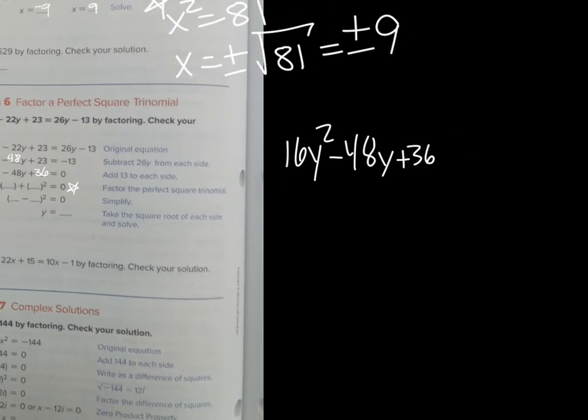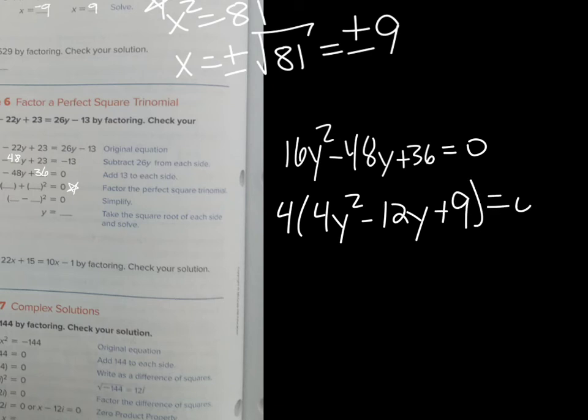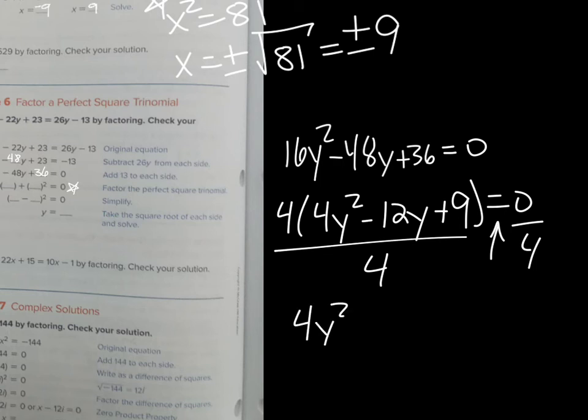Okay, so the first thing I would say is, hey, look, there's a greatest common factor. It looks like it's 4 to me. And so if I take out a 4 here, then I have 4y squared minus 12y plus 9 equals 0. Now we do get a little bit more leeway when we're dealing with an equation. So it's very important to understand the difference. Since we have an equation, we're allowed to just divide by that factor that we took out. And then the 0 divided by 4 is just 0. So now we don't even need to worry about that. We don't have to carry it along like we did if we were just factoring.